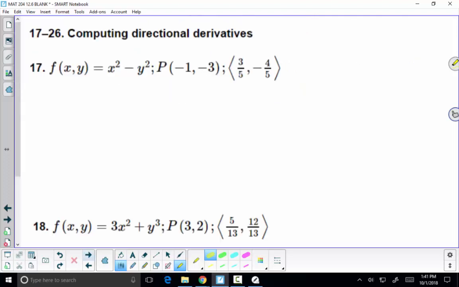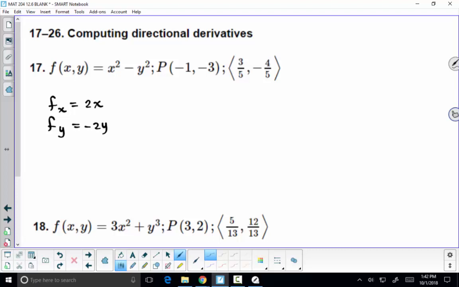All right, computing directional derivatives. No more theory. Practice. Let's do it. So f sub x is 2x. F sub y is negative 2y. So those are our partial derivatives.